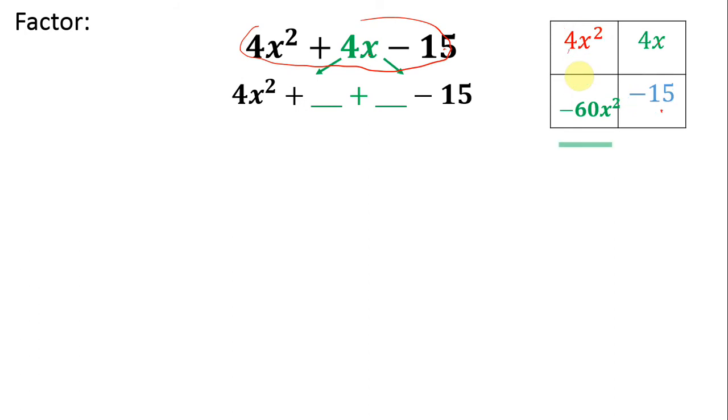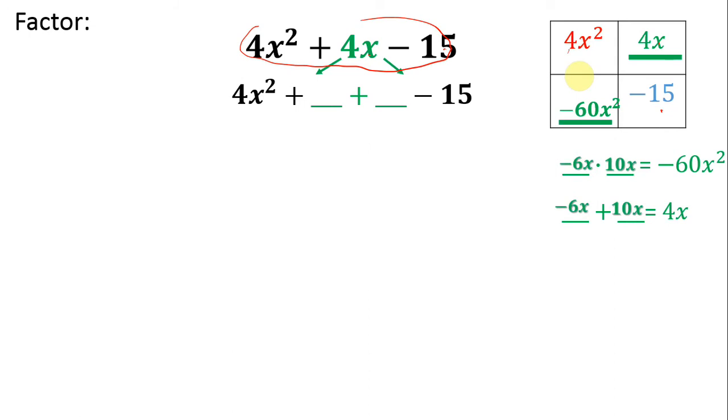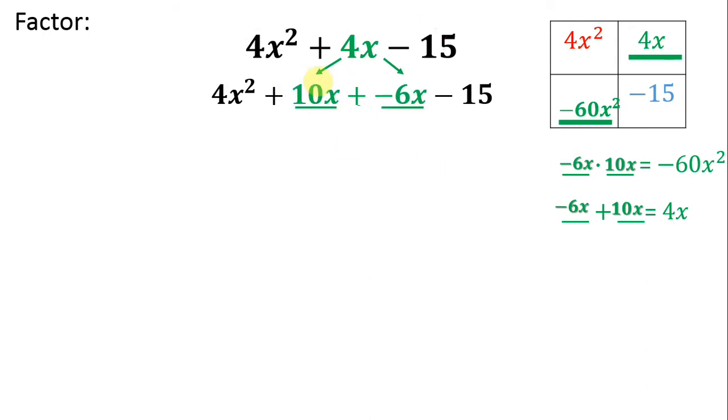Then I'm just going to figure out two numbers that multiply to negative 60 and add to positive 4. The numbers that do that for me are negative 6 and 10. Negative 6 times 10 gets me negative 60. Negative 6 plus 10 gets me 4. So therefore, in these two blanks, I'm going to insert 10x and negative 6x.